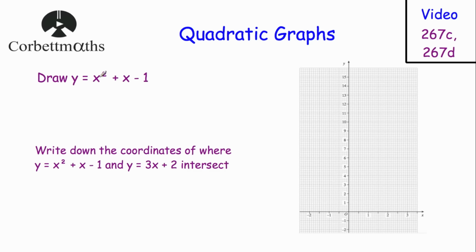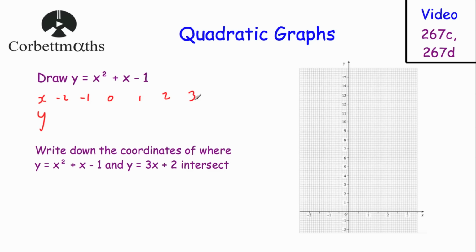So first of all, let's draw this graph. So let's do an xy table, so x and y. And for the axes we've been given, we've got the x values of -2, -1, 0, 1, 2, and 3. So let's put those in the table. What we're going to do with all these numbers is we're going to square them, then we're going to add the number again, and then we're going to take away 1.